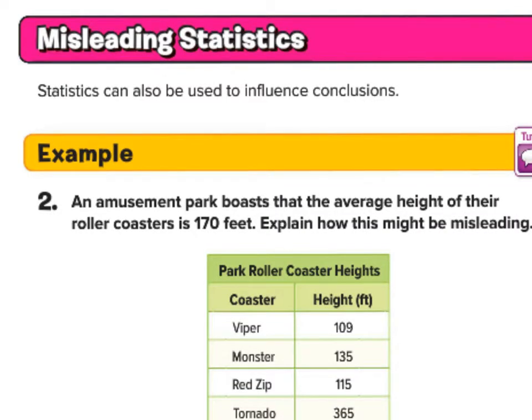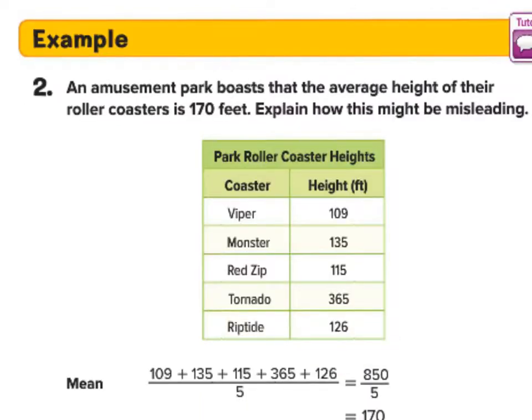Our next part of the lesson is that statistics can be misleading. So statistics can also be used to influence conclusions. For example, an amusement park boasts that the average height of their roller coaster is 170 feet. Explain how this might be misleading.